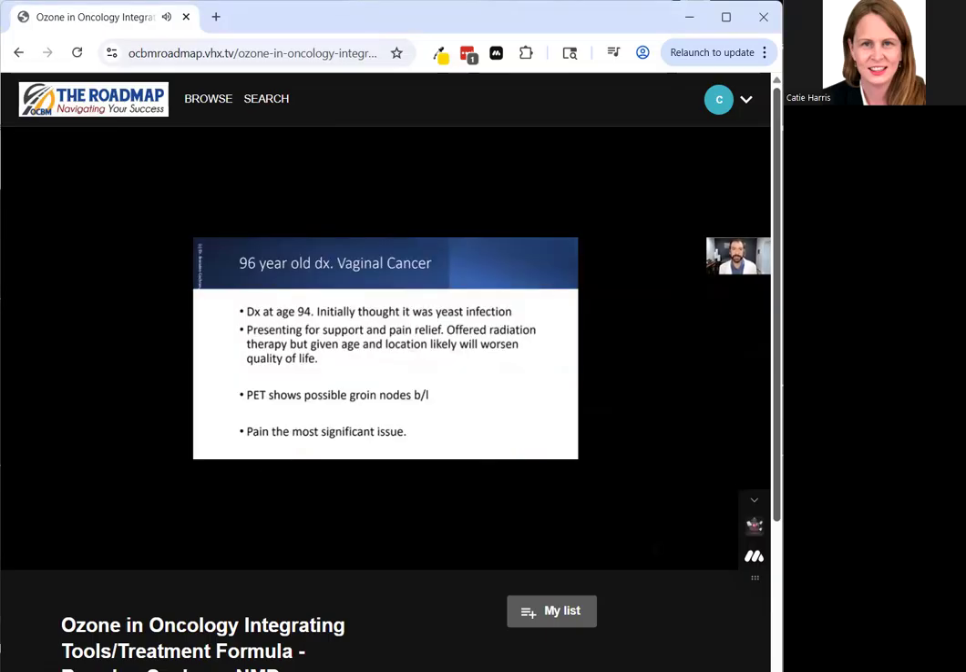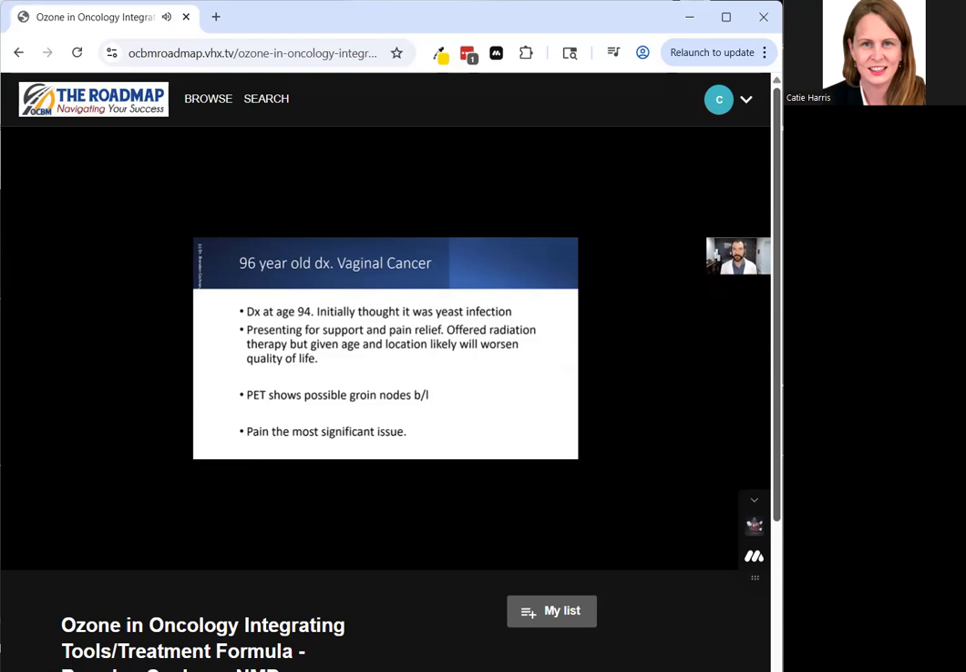Vaginal cancer, 96-year-old currently. She was diagnosed with vaginal cancer at 94. She initially thought it was a yeast infection, presenting mainly for pain relief. She was offered radiation therapy, but given her age and location, obviously you can imagine this is not going to help her quality of life. She's 96 years old, right?